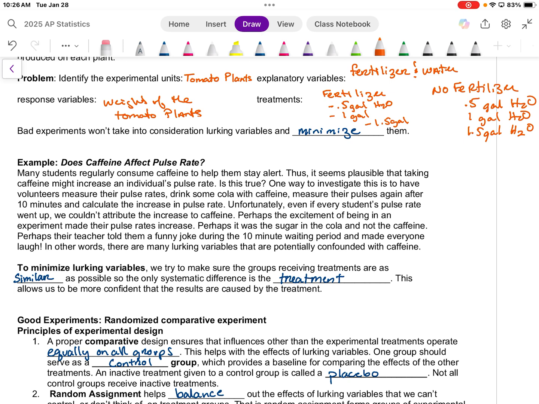No worries. Yeah, sure. So to minimize the lurking variables, we try to make sure groups receiving treatments are similar as possible. So the only systematic difference is the treatment. This allows us to be more confident that the results are caused by the treatment.